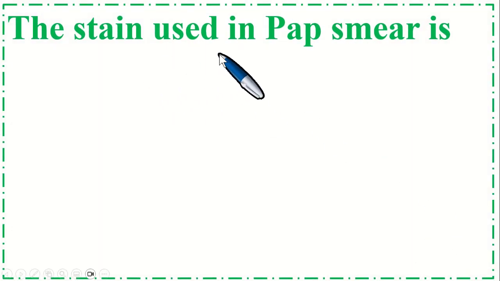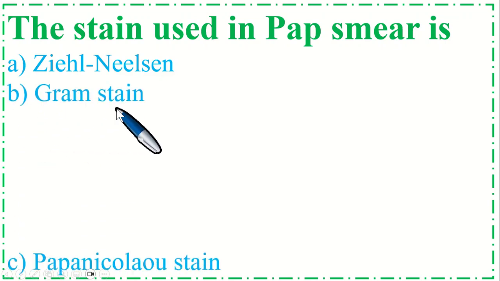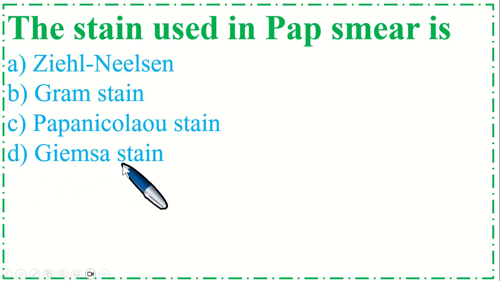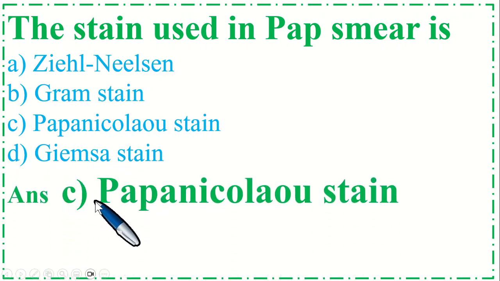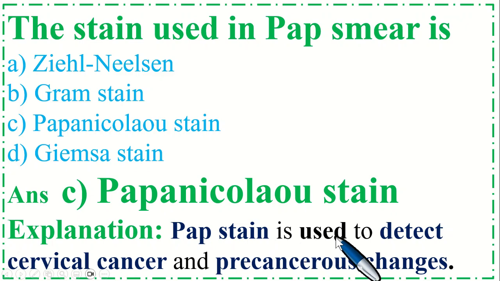The stain used in Pap smear is option A Ziehl-Neelsen, option B gram stain, C Papanicolaou stain, and option D Giemsa stain. So the correct option is C, Papanicolaou stain. Pap stain is used to detect cervical cancer and precancerous changes.